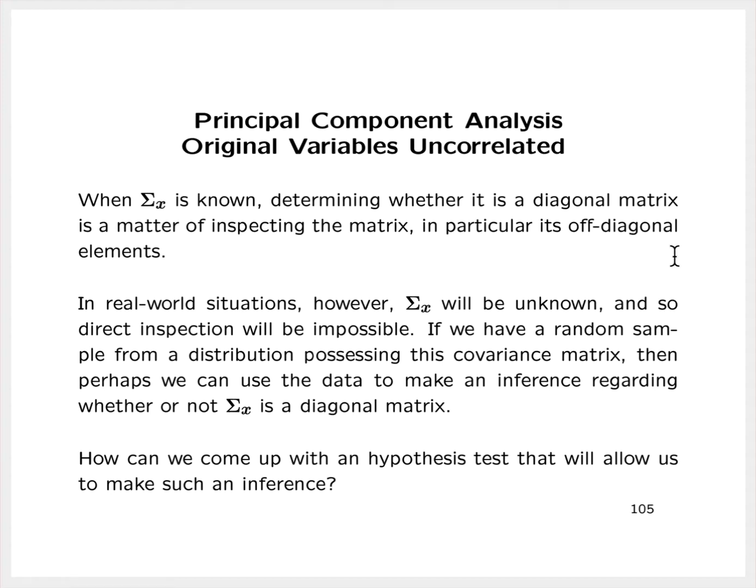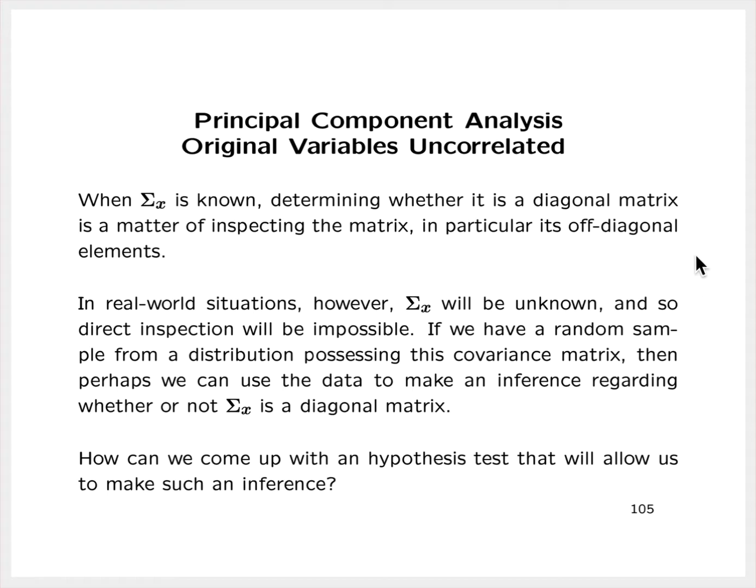Now, when cap sig, the covariance matrix for the original variables, is known, then determining whether it is a diagonal matrix is a matter of inspecting the matrix, and in particular, looking at its off-diagonal elements. If all those off-diagonal entries are 0, then we know it's a diagonal matrix. If any one of those off-diagonal entries is non-zero, then it's not a diagonal matrix, and so we would need to go through the process of performing the principal component analysis, where we extract the characteristic roots and the characteristic vectors through a program like PrinCom, and doing that analysis.